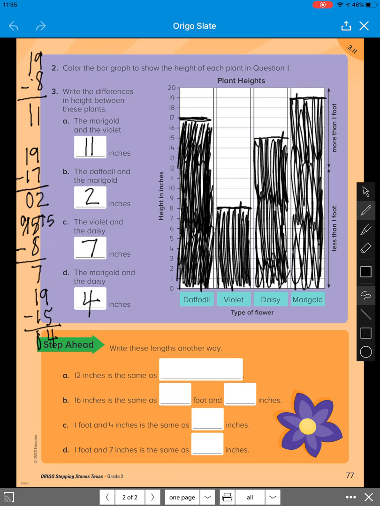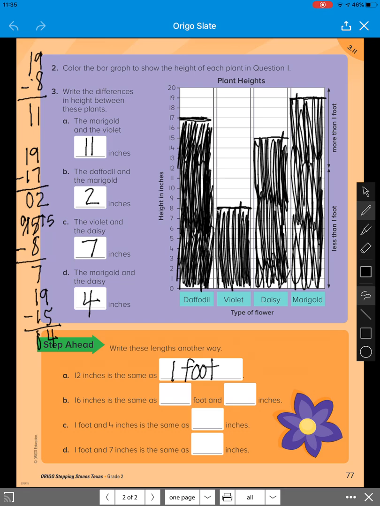Next, it says the step ahead. Write these lengths another way. So, instead of writing them in only inches, you're going to do the opposite of what it says. So, for example, the first one says 12 inches is the same as what? Well, we know 12 inches equals 1 foot, so I'm going to put 1 foot.